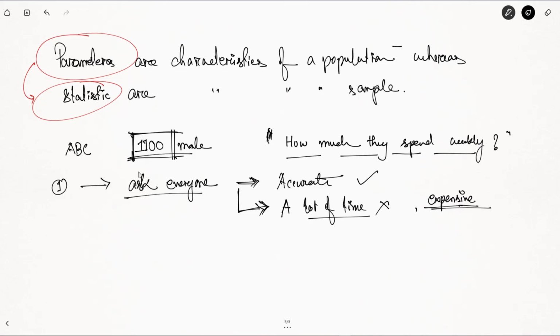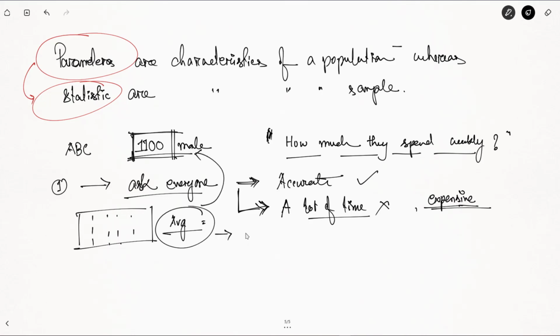So if you ask these 1100 male students about their weekly expense, and you enter the data in a table or an Excel sheet, at the end you can calculate the average value, the arithmetic mean. That will give you how much they spend weekly, right? So this average value from these 1100 students is a parameter, because we are calculating from the entire population.